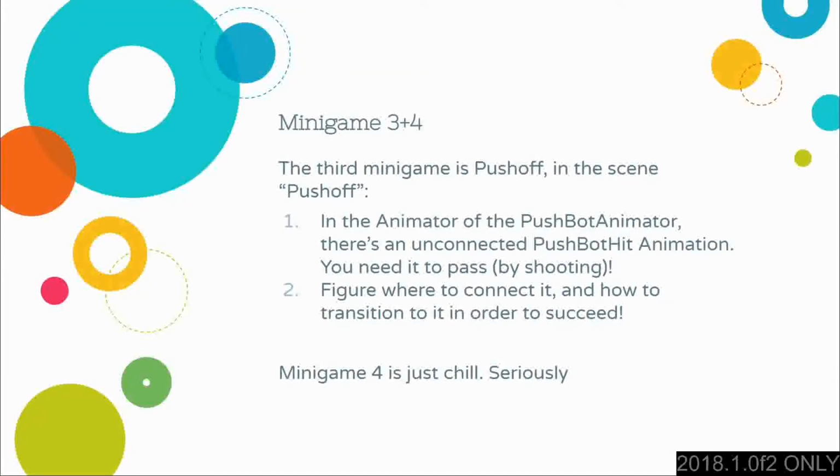So this is minigame 3 and 4, bundled here in this one slide. Minigame 4 is just show, but minigame 3 is push-off. So in the pushbot animator, there's an unconnected pushbot hit animation. You'll need to pass this pushbot and get to the door on the other side. How you do that, however, is by changing the animator so that the pushbot will be defeated, or at least moved far away. So let's look at that now.